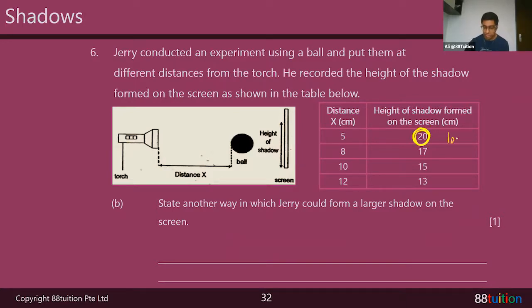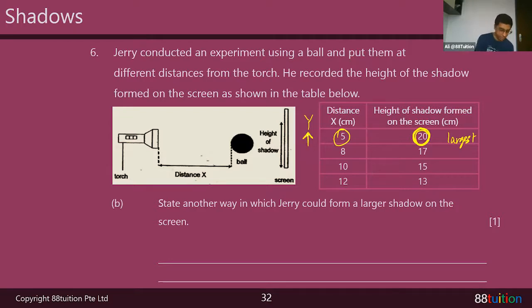Ta-da! This is the largest shadow. His largest shadow came about because the distance X was the shortest. What can you do to Y? Distance X must always be small. So in order to do that, you can actually increase distance Y.